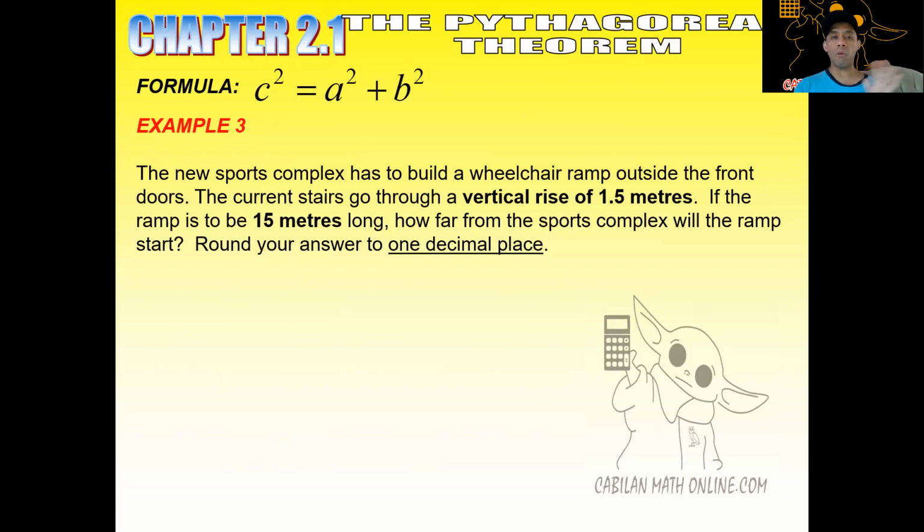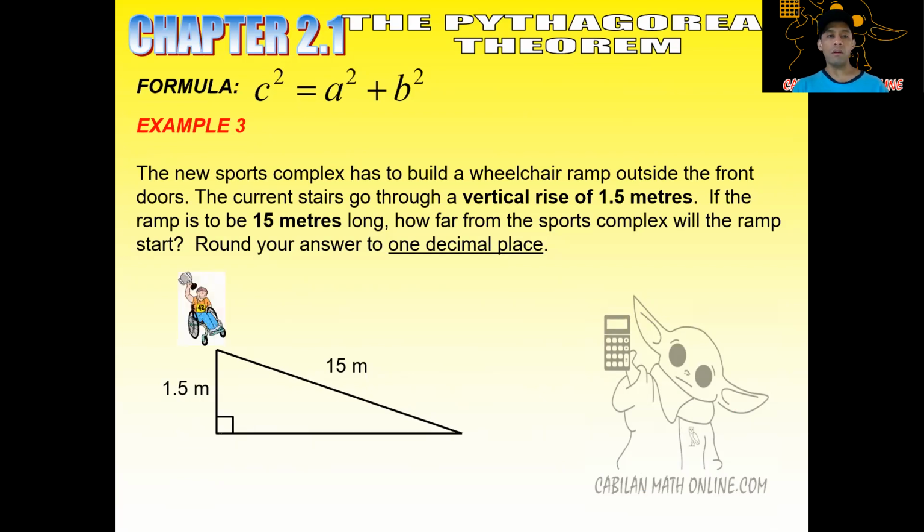Now, always take a look at the question so you can see how the diagram is going to look. Again, we have to understand what these different words mean. Vertical rise of 1.5 meters: vertical is a line that's going straight up and down. So we have a vertical line of 1.5 meters. The ramp happens to be the slanted side of a right angle triangle, so that's going to be 15. We want to calculate the distance from the bottom of the ramp to the stairs. Always start off by writing down the formula.